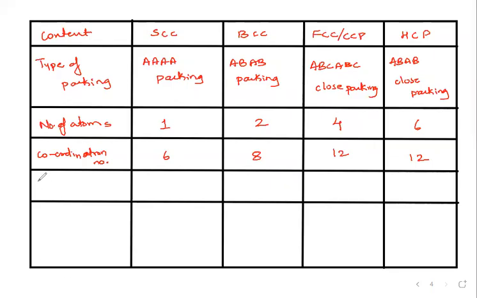The next is packing efficiency. For simple cubic cell, it is 52.4%. BCC, it's 68%. And for CCP and HCP, 74%. Okay?